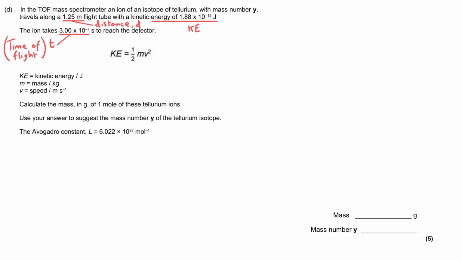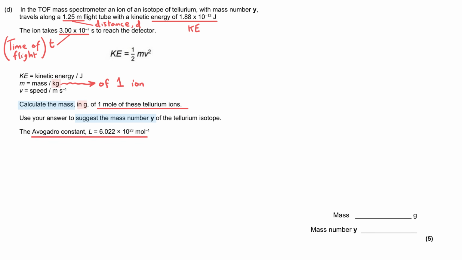Then we're given the kinetic energy equation, KE equals half mv squared, where KE is the kinetic energy in joules, m is the mass of one ion in kilograms, and v is the speed of the ion in meters per second. Calculate the mass in grams of 1 mole of these tellurium ions. Use your answer to suggest the mass number of the tellurium isotope. And we're told that the Avogadro constant is 6.022 times 10 to the 23.